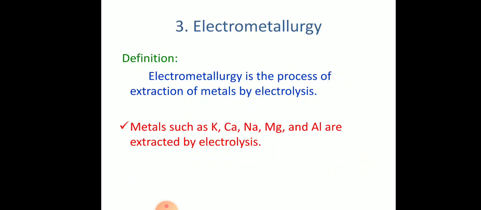Next, the third process is electrometallurgy. Electrometallurgy is the process of extraction of metals by electrolysis. So the process in which we extract metal from its ore or oxide form by electrolysis, we call electrometallurgy. Metals such as potassium, calcium, sodium, magnesium and aluminum are extracted by electrolysis.